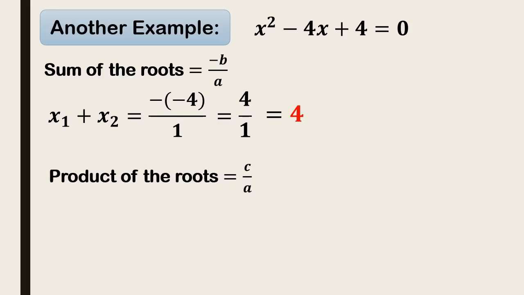Next, let's find out the product of the roots. So, c over a, substitute the value. c is equal to 4 and a is equal to 1. So, let's divide it. 4 divided by 1, the answer is 4. So, therefore, the sum and the product of the roots of the quadratic equation x squared minus 4x plus 4 equals 0 is 4.